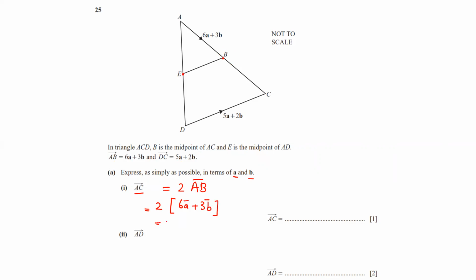So this is equal to 12A plus 6B. So AB will be equal to 12A plus 6B vector. Then it asks us to calculate AD vector.